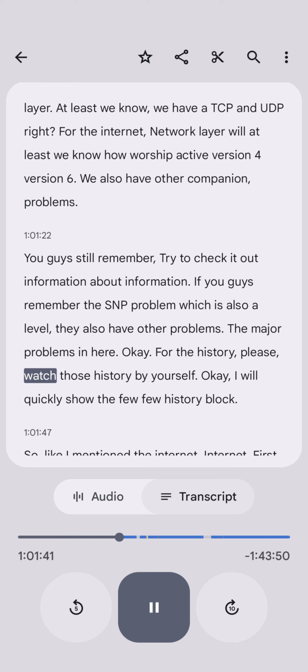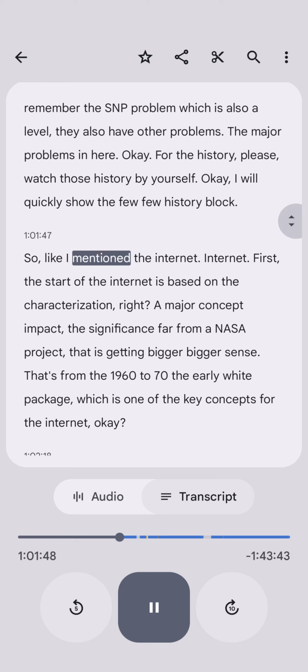For the history, please watch the history by yourself, okay? I will quickly show a few history blocks. So like I mentioned, the start of the internet was based on packet switching, right? The major concept of packet switching started from a NASA project. Then it got bigger and bigger. Make sense? That's from the 1960s to the 70s. Early packet switching is one of the key concepts for the internet. Okay?